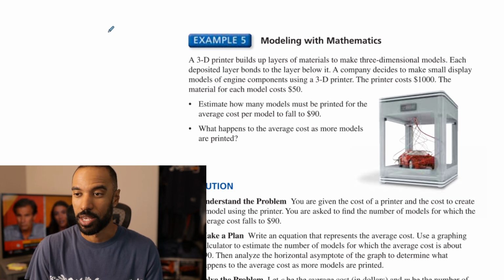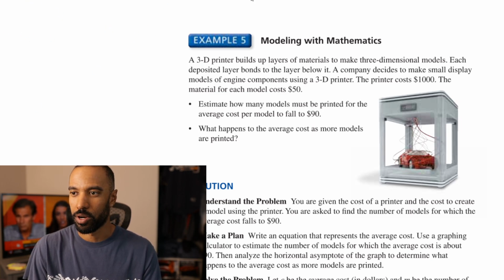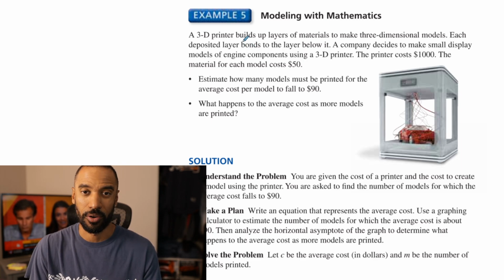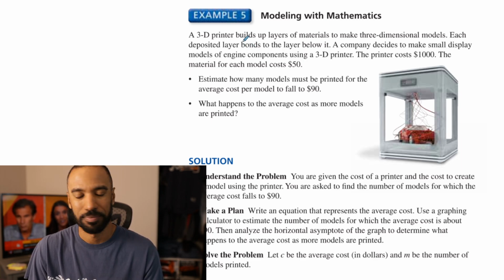Oh, we have word problems. I didn't know that. Okay, so I was wondering why we had 58 questions. I'm like, it's going to be a lot of graphs. It'll probably still be a lot of graphs, but longer lecture.